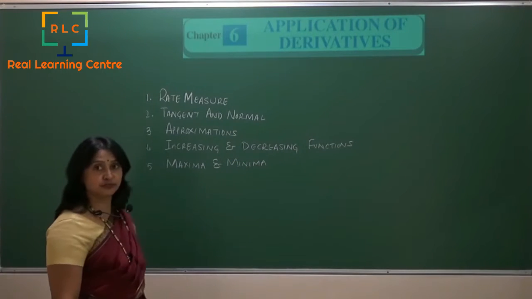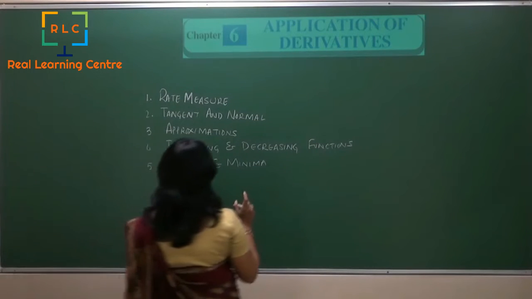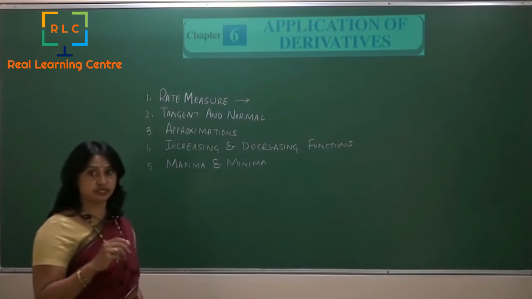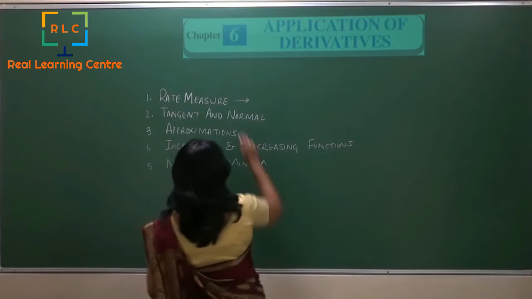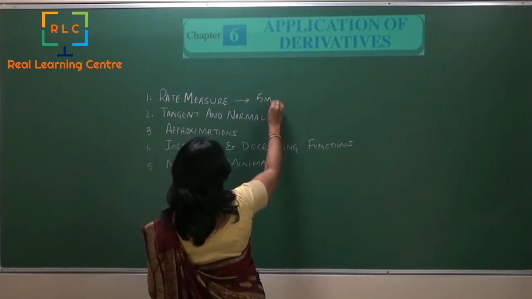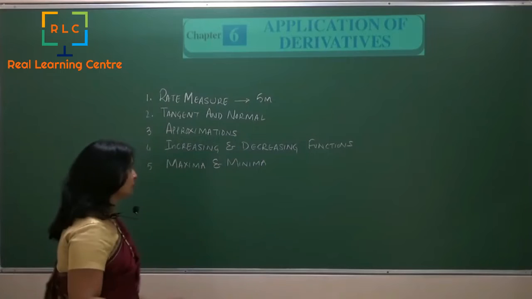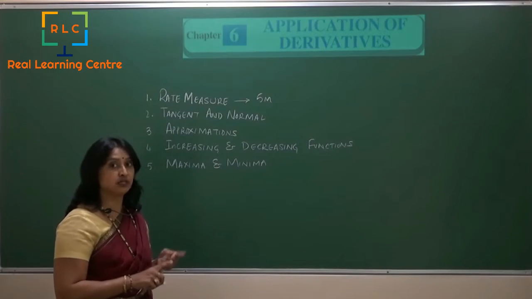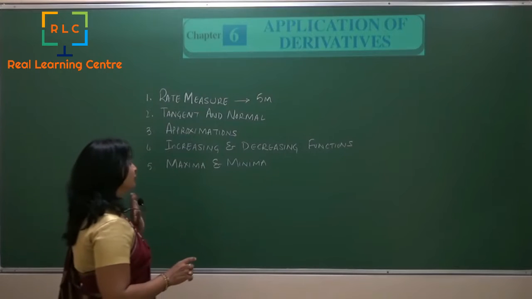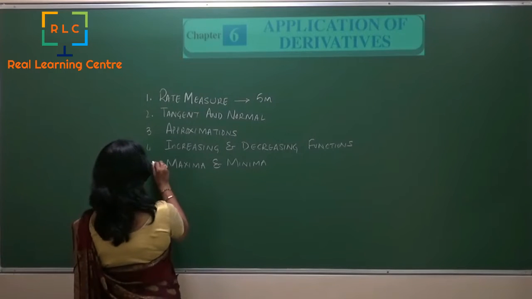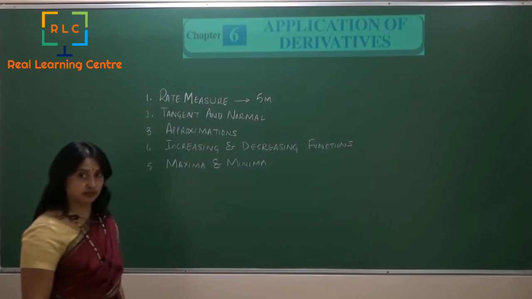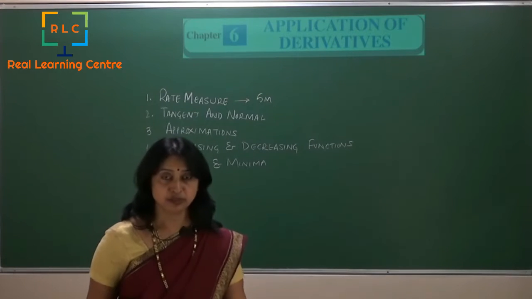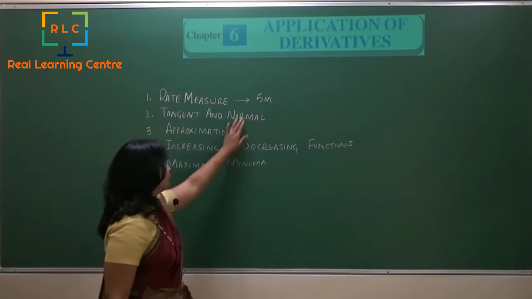Now children, for your PU board examination, in second PU, in the final exam question paper, from rate measure, a 5 marks question is compulsory. From the rest, you'll surely get 1 mark, 2 marks, and 3 marks questions. And for the CBSE syllabus, maxima and minima will be very important. Since I'm connected to you with this PU board, I'm telling you that this is important for marks.